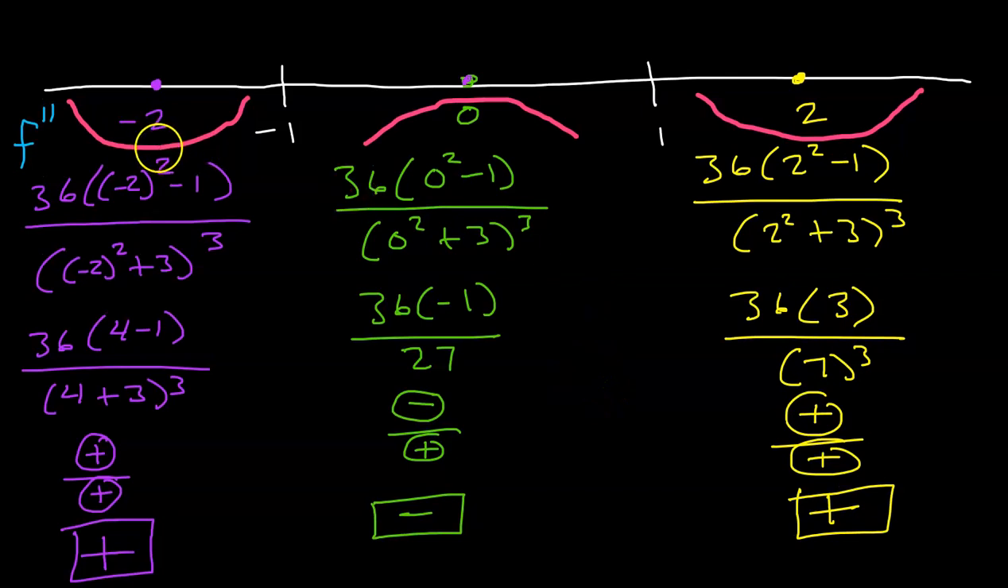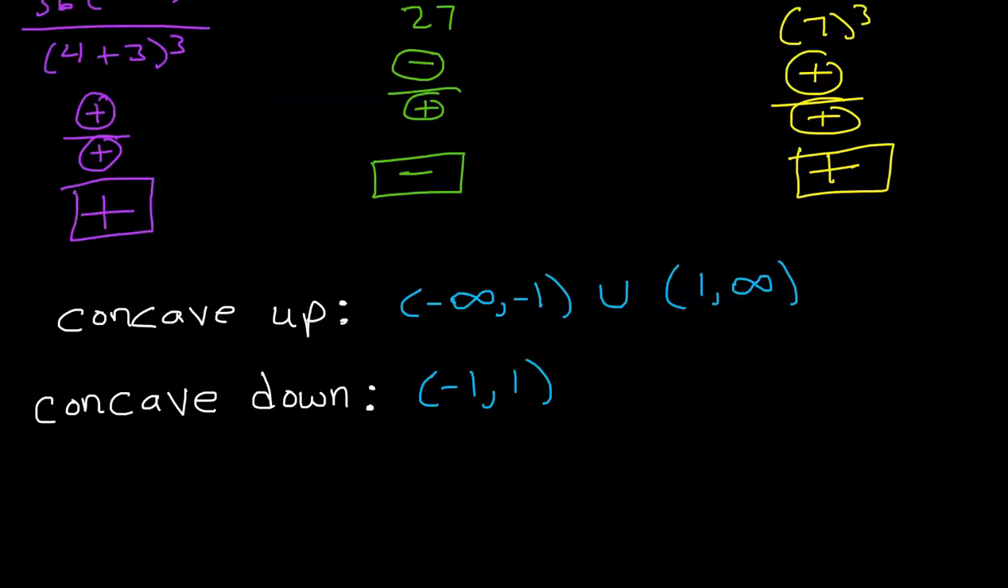So the function will be concave up from negative infinity to negative 1, and from 1 to positive infinity, and concave down from negative 1 to positive 1. Let's just write that down. And this is the final answer. We found the intervals on which the function is concave up and the intervals where it is concave down.